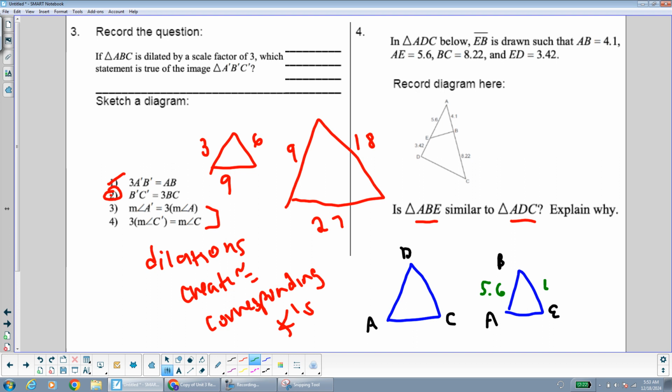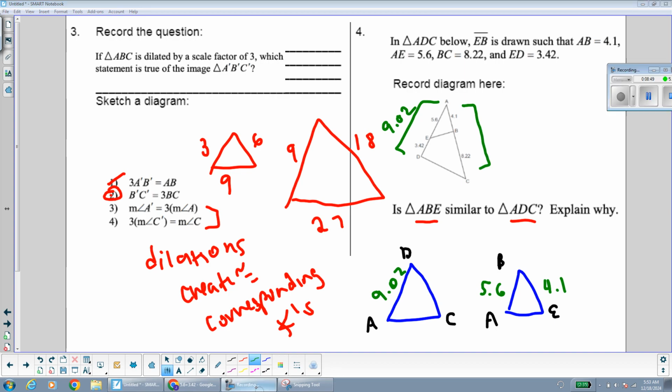Now let's label 5.6, 4.1, 9.02, 12.32. And we do have angle A shared between the two.